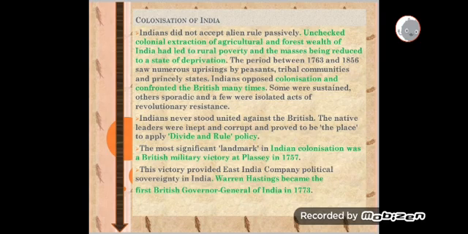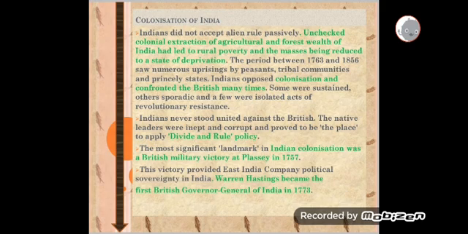India opposed colonization and confronted the British many times. Some were sustained, others sporadic, and a few were isolated acts of revolutionary resistance. India never stood united against the British. The native leaders were inept and corrupt and provided the opportunity to apply the divide and rule policy.